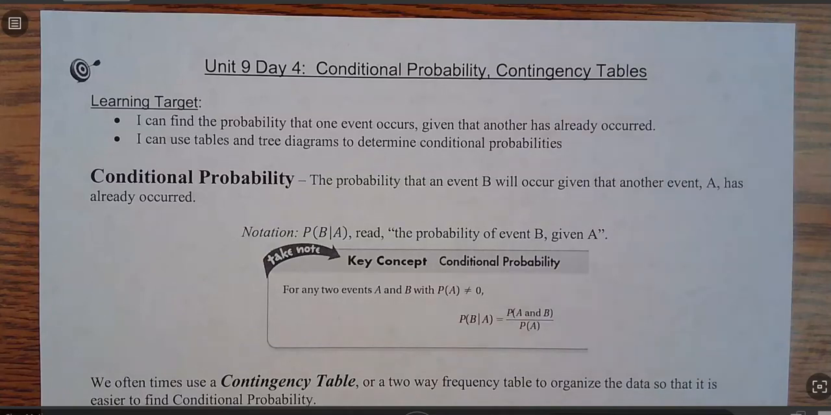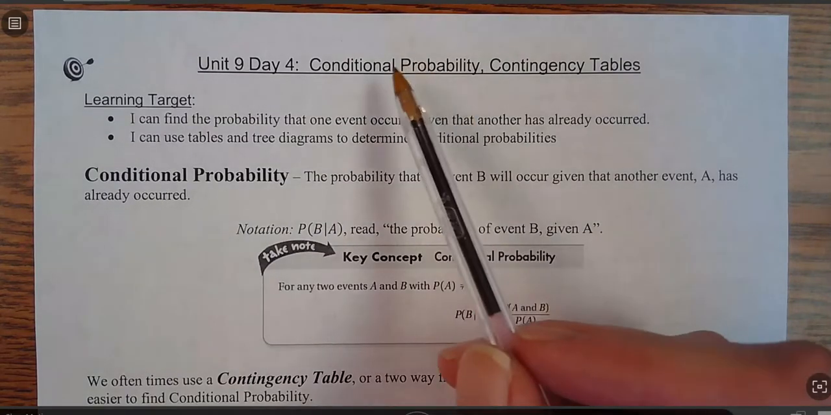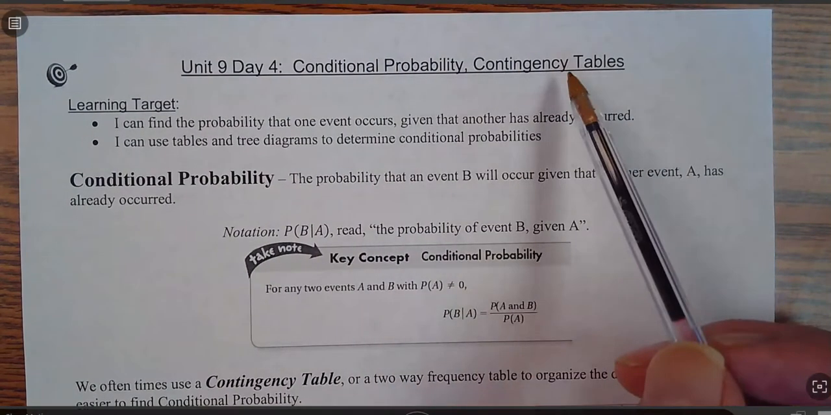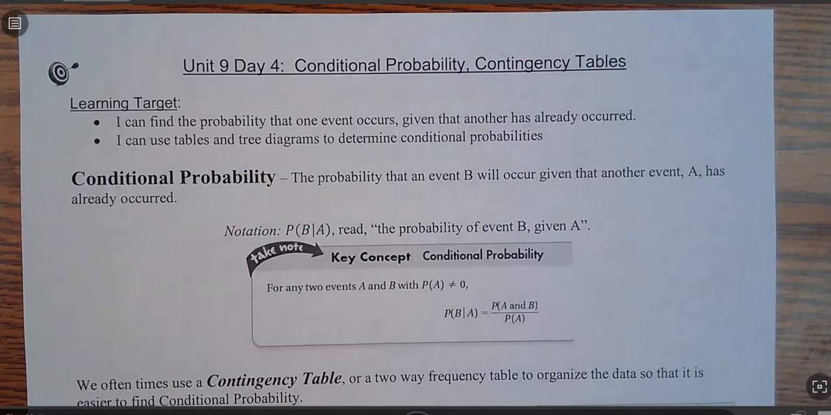Okay, day four is about two things that you maybe have never heard of. So two new ideas, but I don't think they're super difficult. I think one of them you probably have used, you just didn't know it by this name. We're going to talk about what's called conditional probability, and we're going to use contingency tables to find conditional probability on some of them.